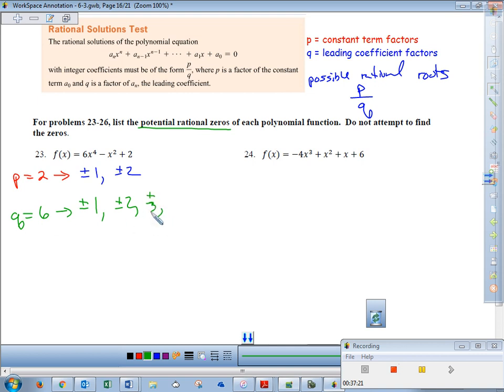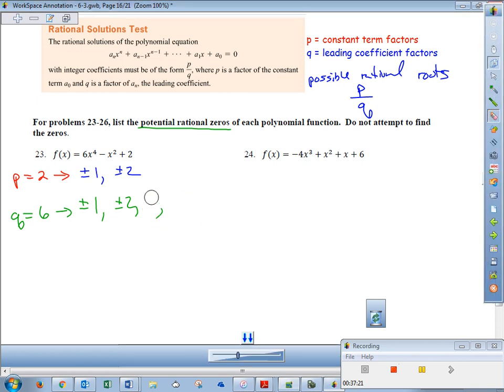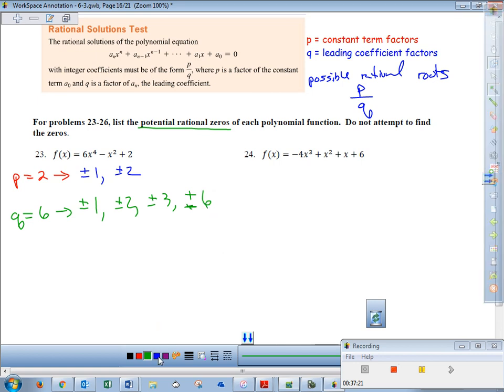Yep. 4? Nope. 5? Nope. 6? Yes. So let me write this correctly first. Plus or minus 3 and plus or minus 6. Okay. That's it, right? Now it's time to put your answers.